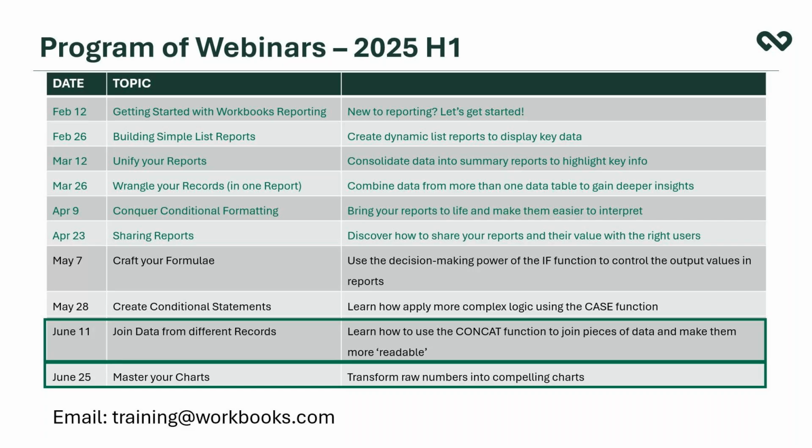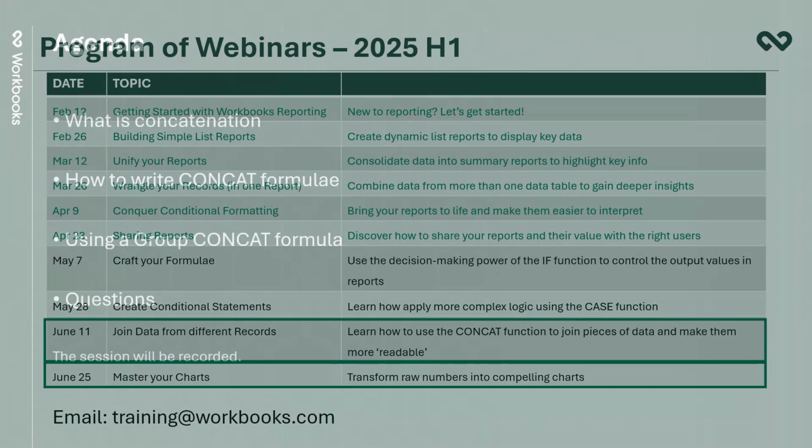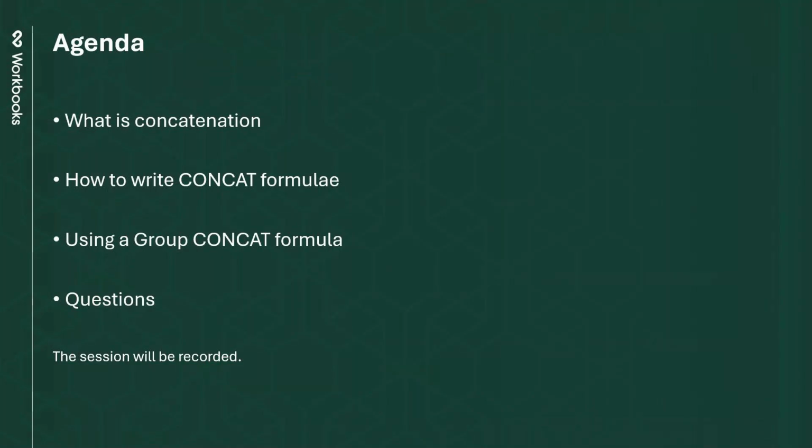With that said, let's go over what I'll be covering today. So to start with, I'm going to be going over what concatenation is and how it can be used. From there, I'll show you how to build concatenation formulae, and then onto what's known as a group concatenation formula, and finally showing you how to build all of these within Workbooks. As ever, there will be a time for questions towards the end of the webinar.